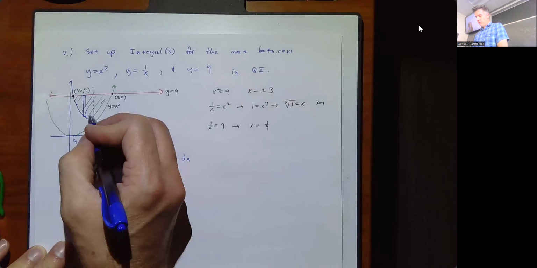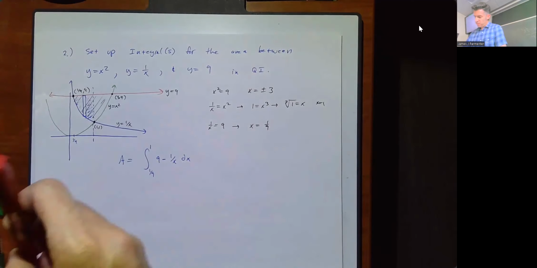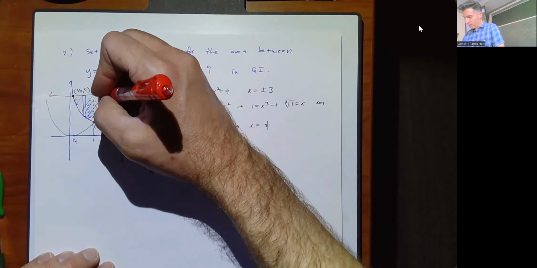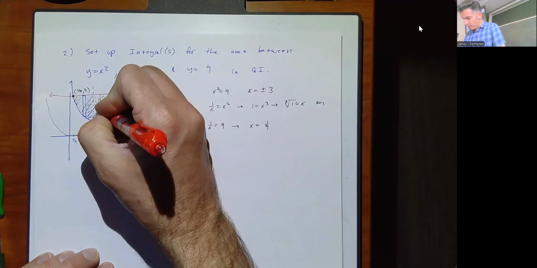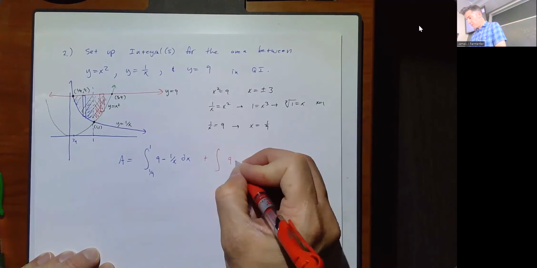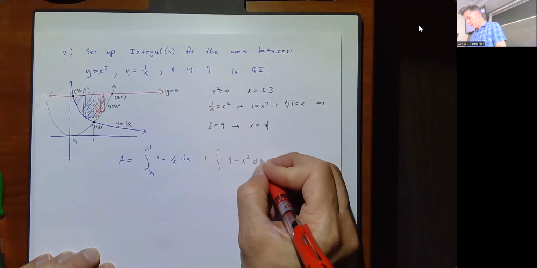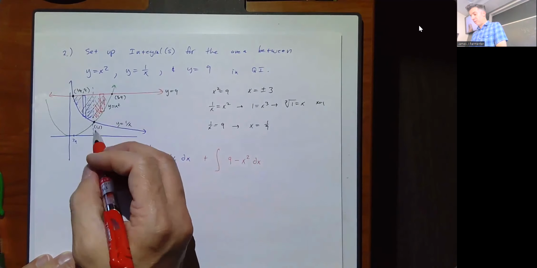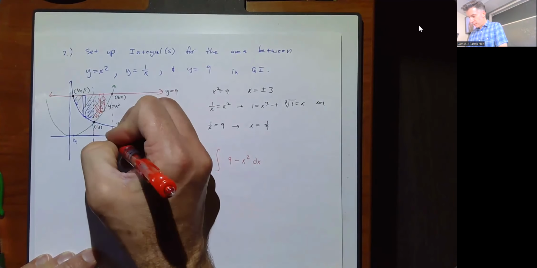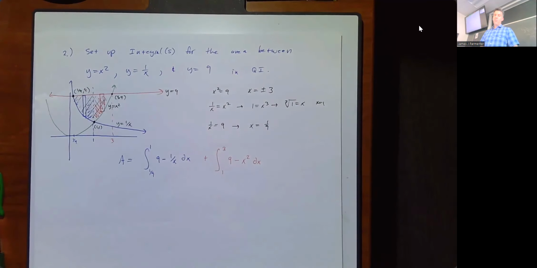But that's only this part here. I also have to add this part over here. And in that section over there, the top function is still 9, but the bottom function is now the green function, which is x squared. My limits of integration are from x equals 1 to x equals 3. Which we could totally solve. I don't really want to then.